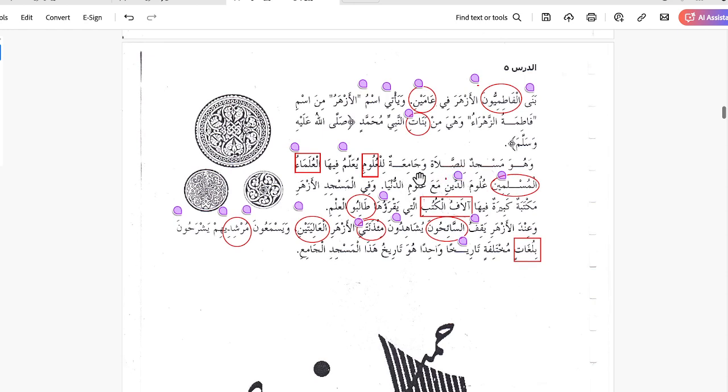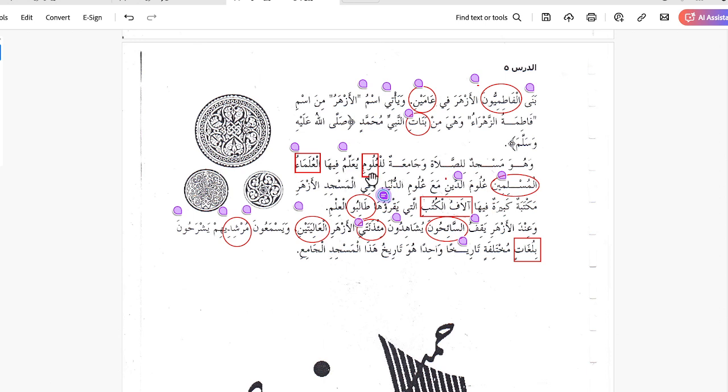Wa huwa masjidun lis-salati wa jami'atun lil-ulum yu'allimu fiha al-ulama al-muslimin. And this is the mosque for prayer and university for the sciences. Ulama, they teach in it. The Muslim scholars, they teach in it.